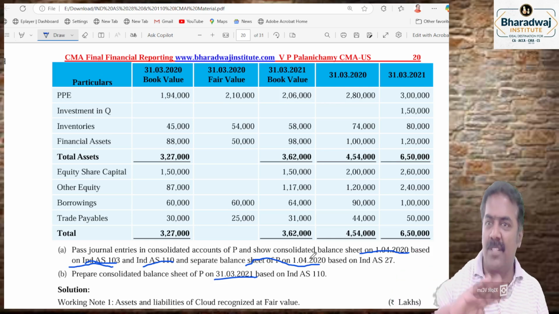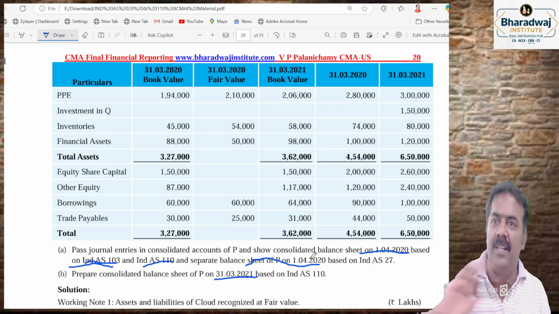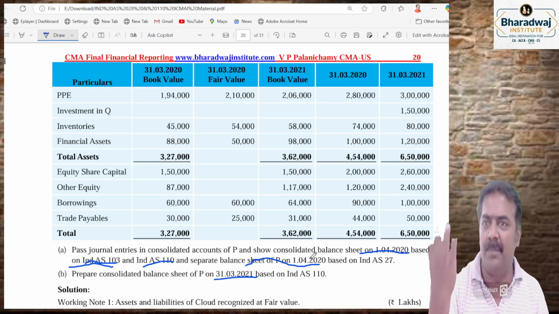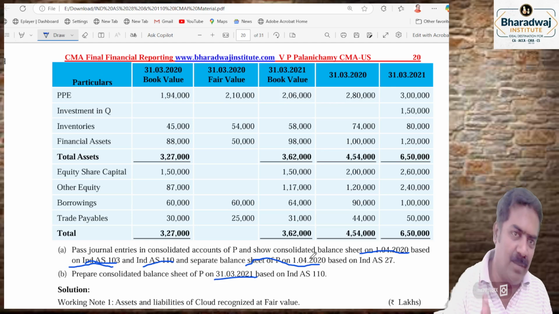First 4 steps, stop. What are the first 4 steps? Proportion of shares, fair value, NCI, cost of control. Stop there and prepare the balance sheet at the beginning of the year. Then continue the remaining steps and prepare the balance sheet at the end of the year. Simple.